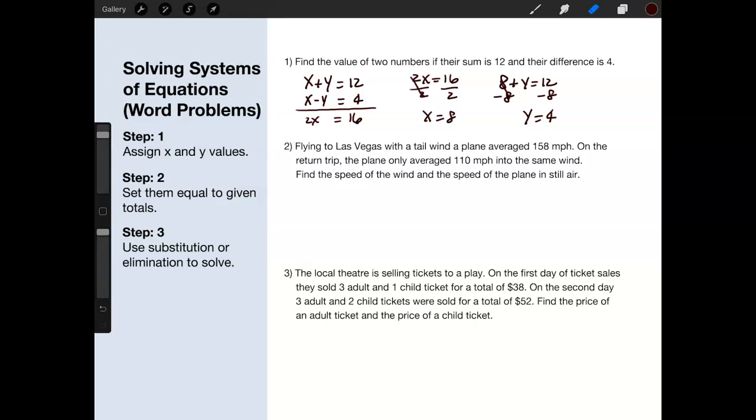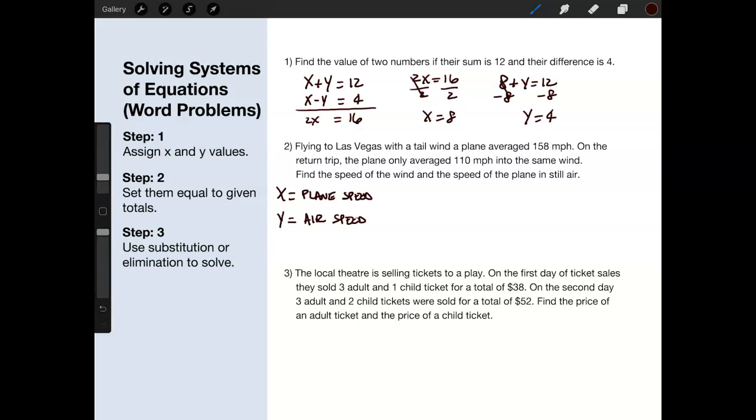For example 2, flying to Las Vegas with a tailwind, a plane averaged 158 miles per hour. On the return trip, the plane only averaged 110 miles an hour into the same wind. Find the speed of the wind and the speed of the plane in still air. Well, we will set x equal to the plane speed, and we will set y equal to the air speed.